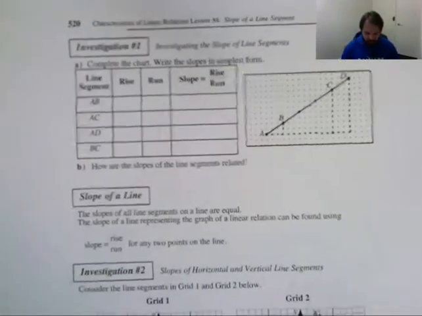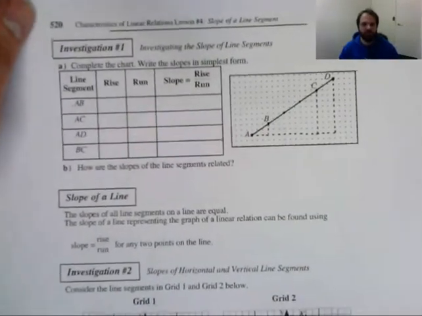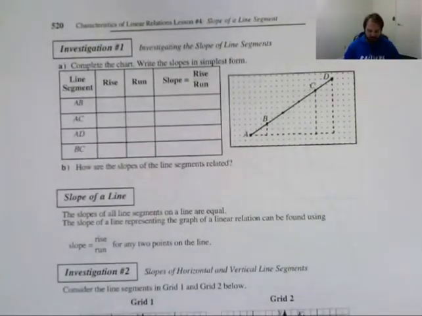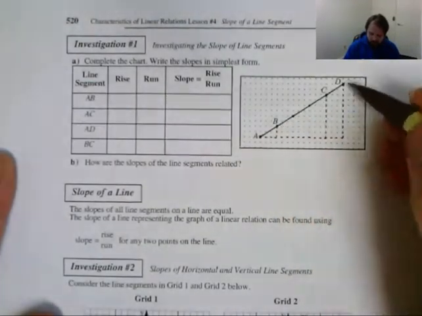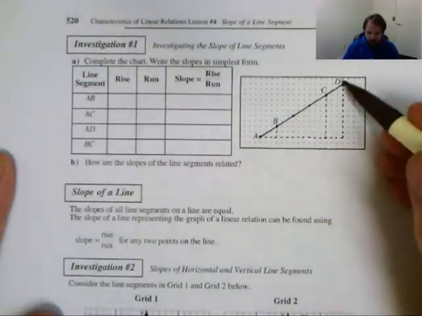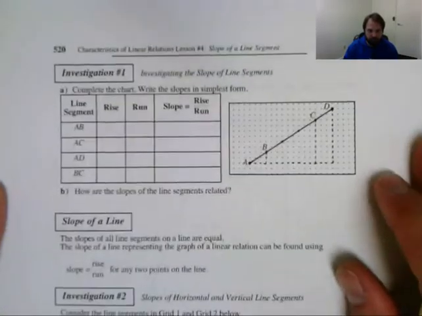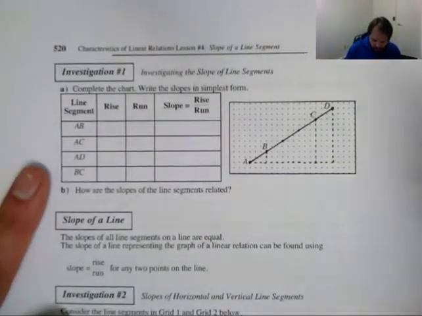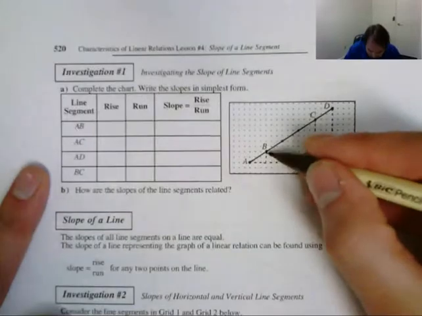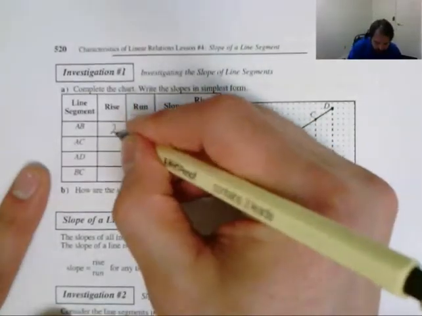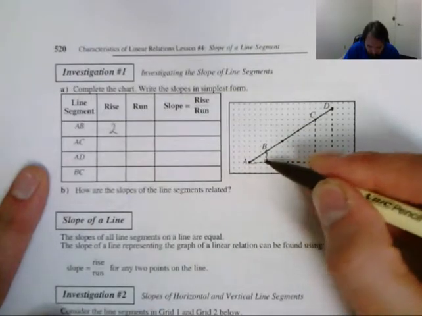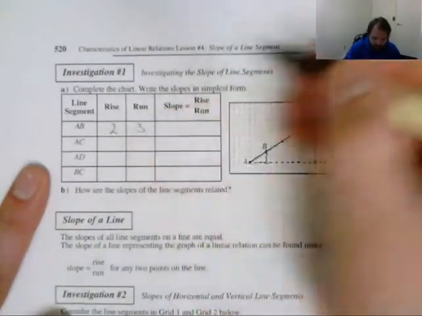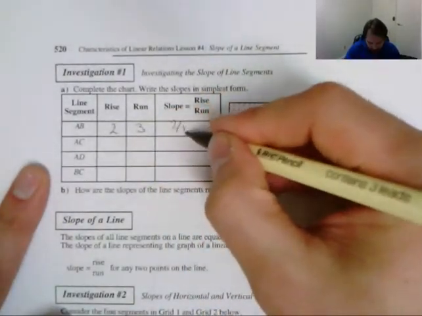So right here, there is an investigation for you to do. Basically we're going to look at these 3 points all along this one straight line. Okay? So if I look at the rise from A to B, we go up 1, 2. Now I look at the run, we go over 1, 2, 3. So my slope is 2 over 3.